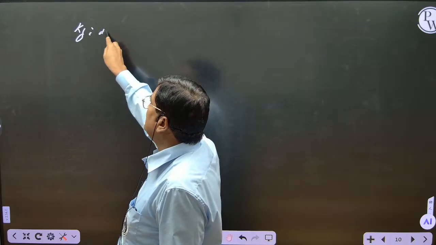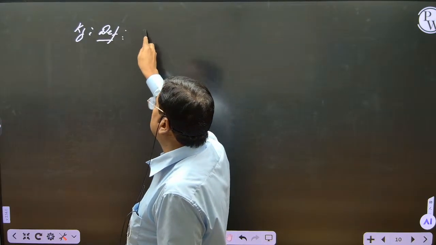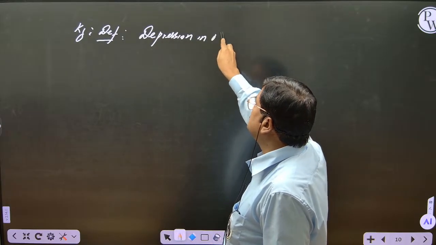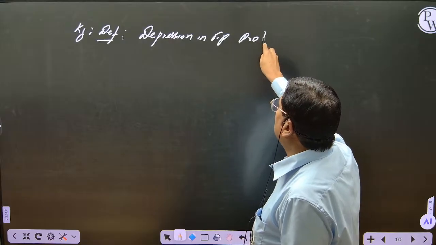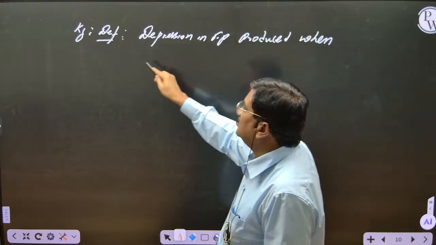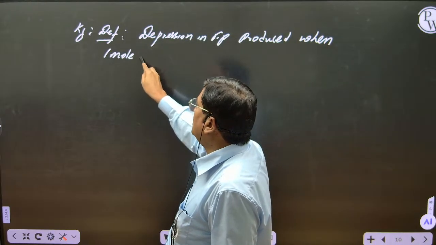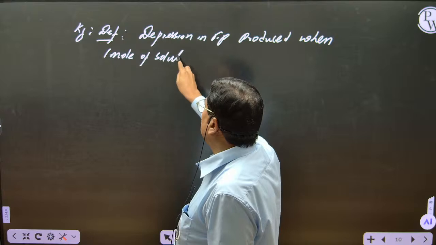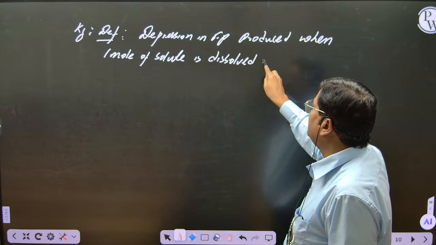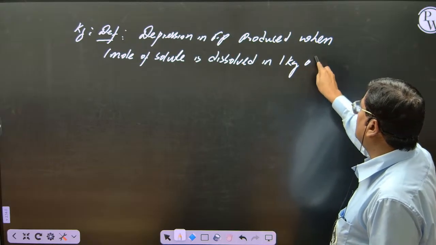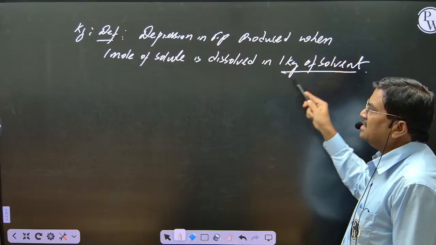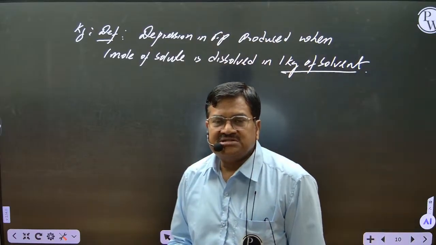Write the definition: the depression in freezing point produced when 1 mole of solute is dissolved in 1 kg of solvent. Correct? That is called the cryoscopic constant or molar depression constant.